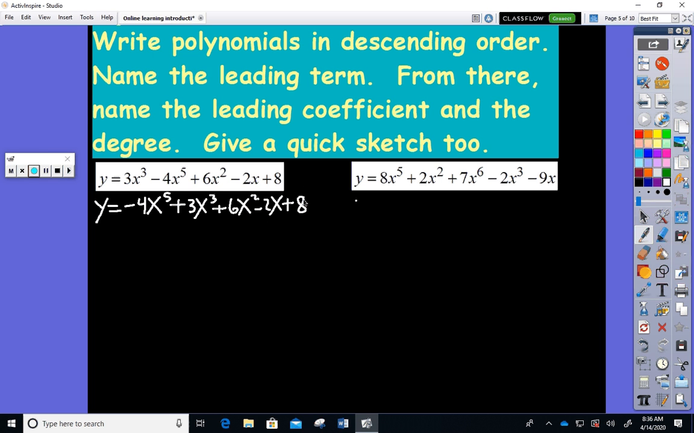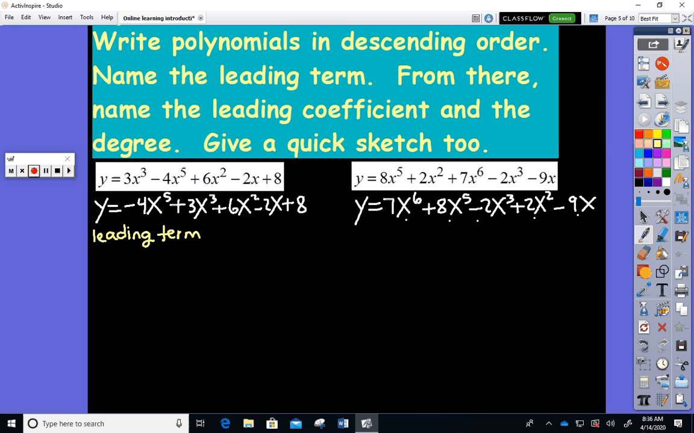Now on the second one, I see that the largest is 7x to the sixth. The next largest is 8x to the fifth. Let's see here. Then we drop to negative 2x cubed. So then I have plus 2x squared. And then I have minus 9x. So that's 1, 2, 3, 4, 5 terms. I want to make sure I hadn't accidentally skipped one. So I'm just arranging them so the exponents go from the highest to the lowest as you move from left to right. Okay, name the leading term. So now that I've got things in order, the leading term is easy.